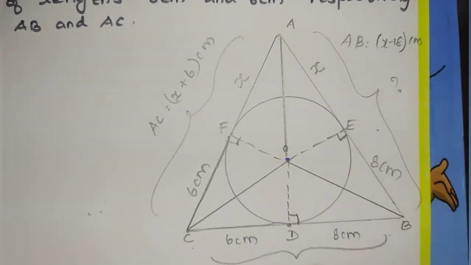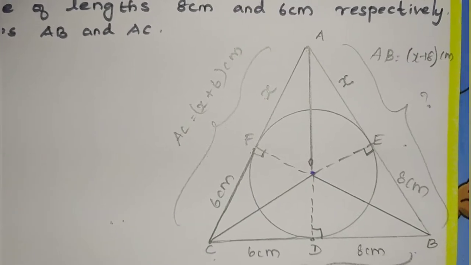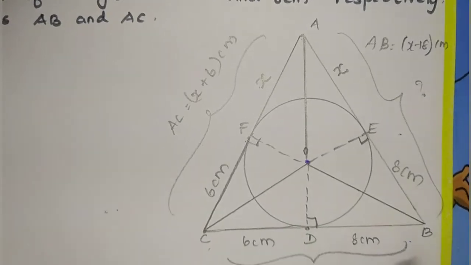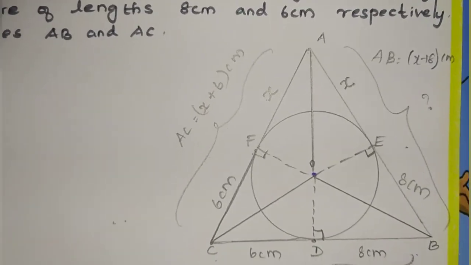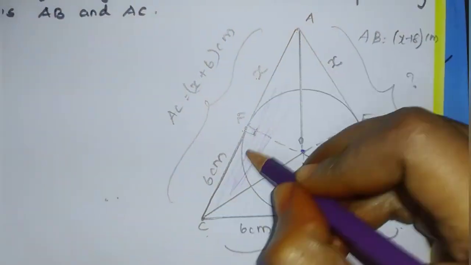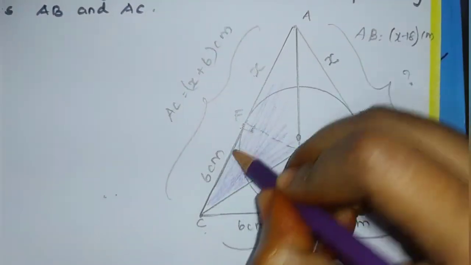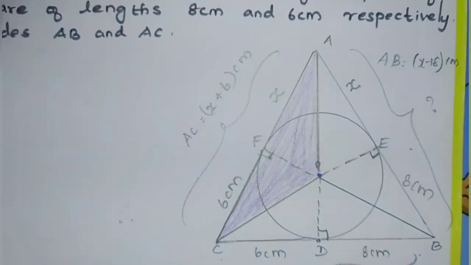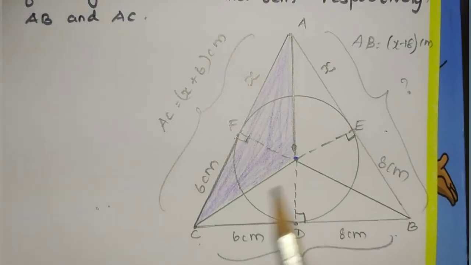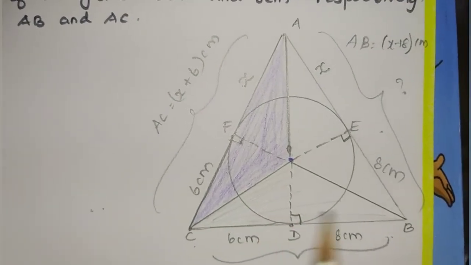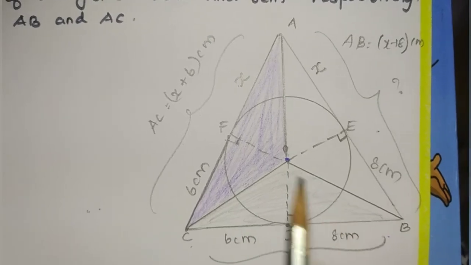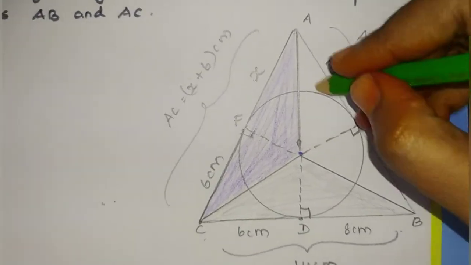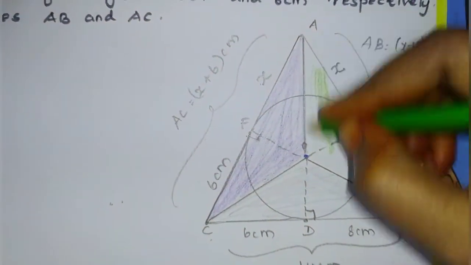I'm going to find the area of the triangle. First I'm going to find the area of the full triangle. After that I'm going to divide it into 3 triangles. The first triangle is AOC, the second triangle is BOC, and the third triangle is ABO.